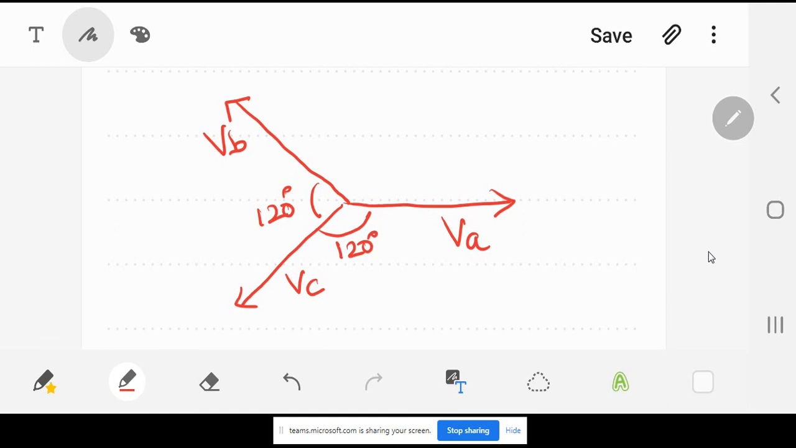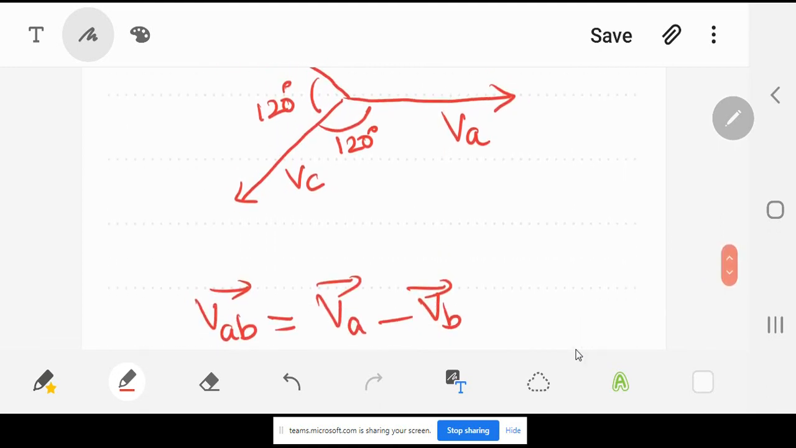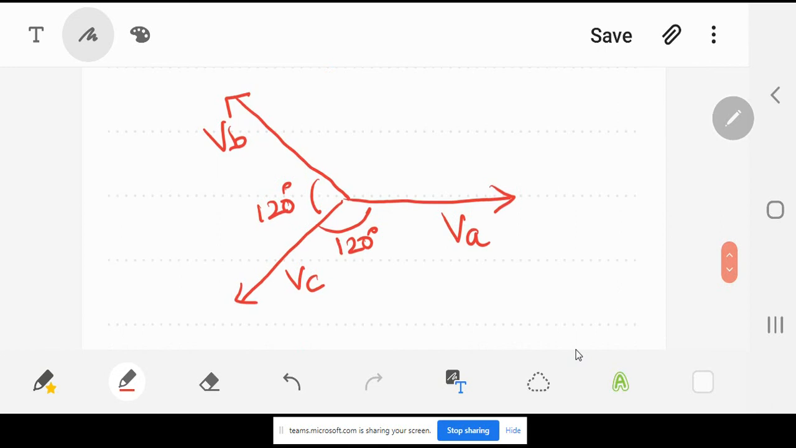Now, when you want to have a line-to-line voltage, okay, this is very important. When you are going to have a line-to-line voltage, what is line-to-line voltage? Line-to-line voltage mathematically is VAB, if this is in vector form. This is VA minus VB. Agreed on this one? So when you have VA minus VB, this means you have to make it VA minus VB vectorially also.